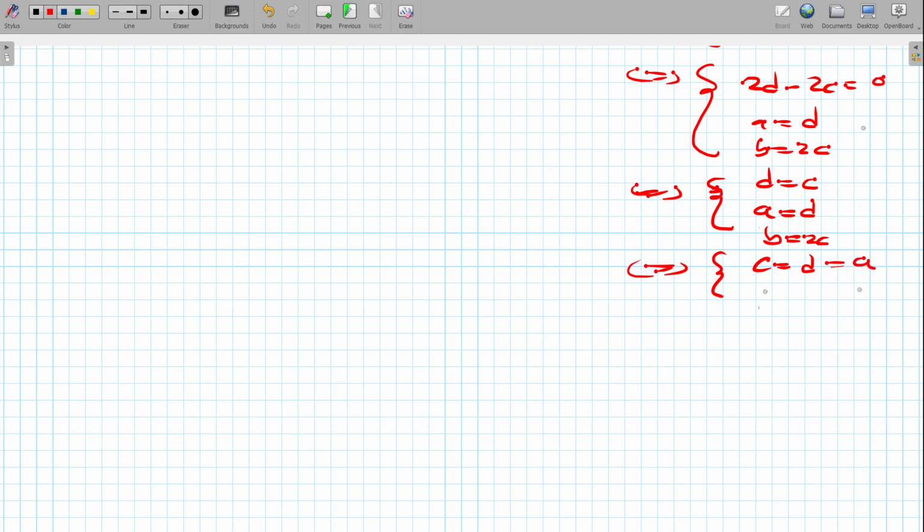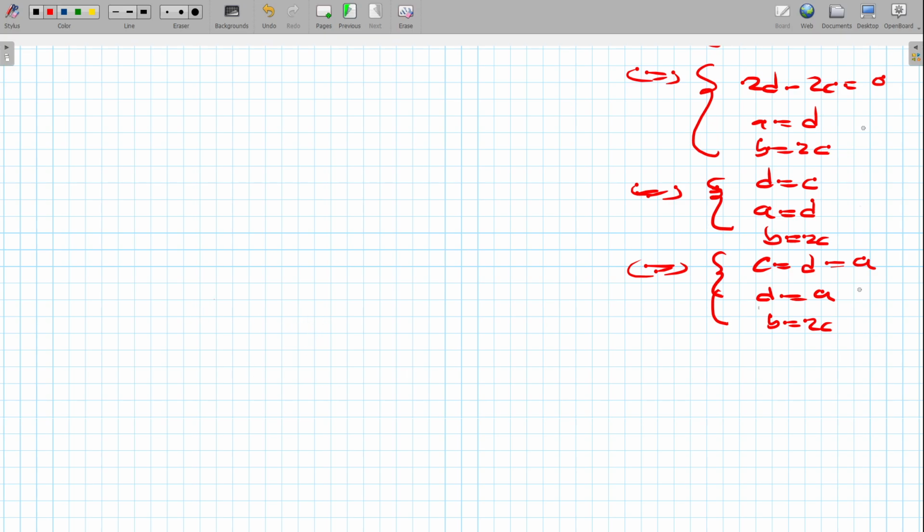And then here we have that D is equal to A. And then B is equal to 2C, like so. Okay? So C is equal to D is equal to A. C is equal to D, but in this line here, we have that D is equal to A. So meaning C is equal to A. Okay? D is equal to A. B is equal to 2C.